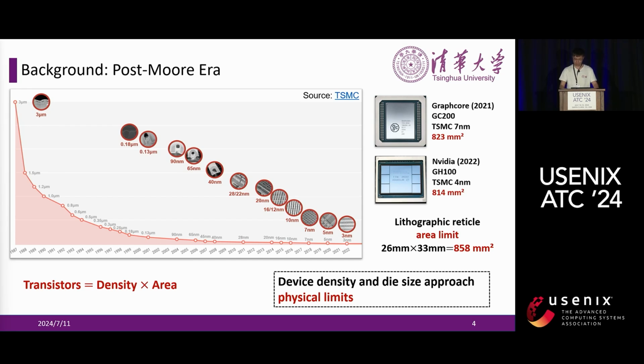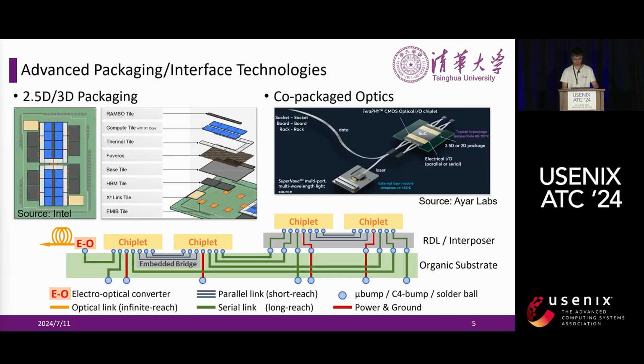On the other hand, the die size also reaches physical limits, which is the lithographic reticle size. Since both the density and the size of a single die are hard to increase, the only way to maintain Moore's law is to integrate more dies in a package. That is the chiplet architecture.